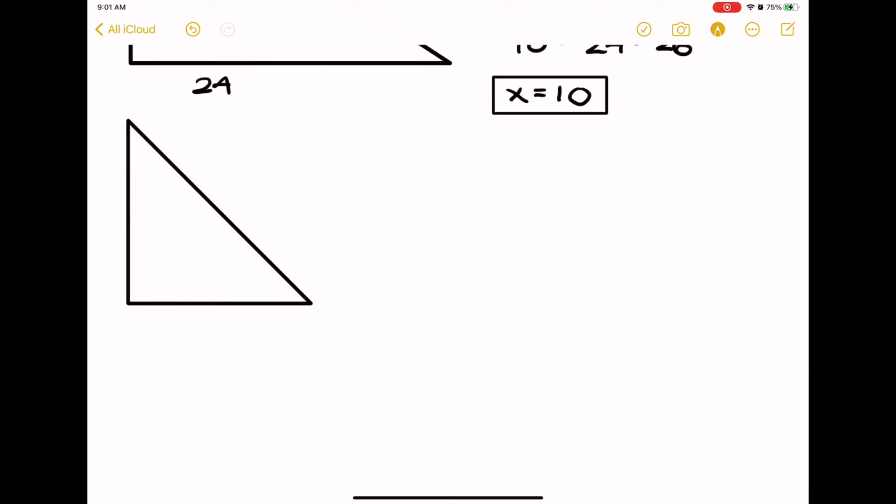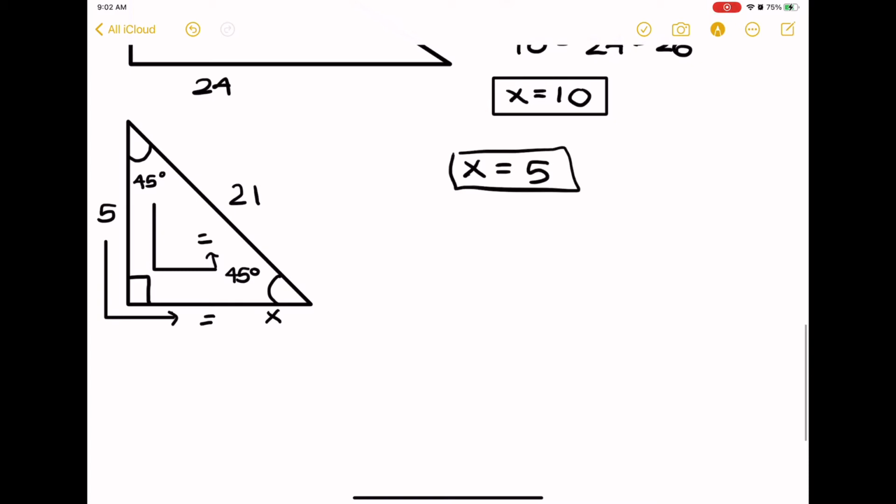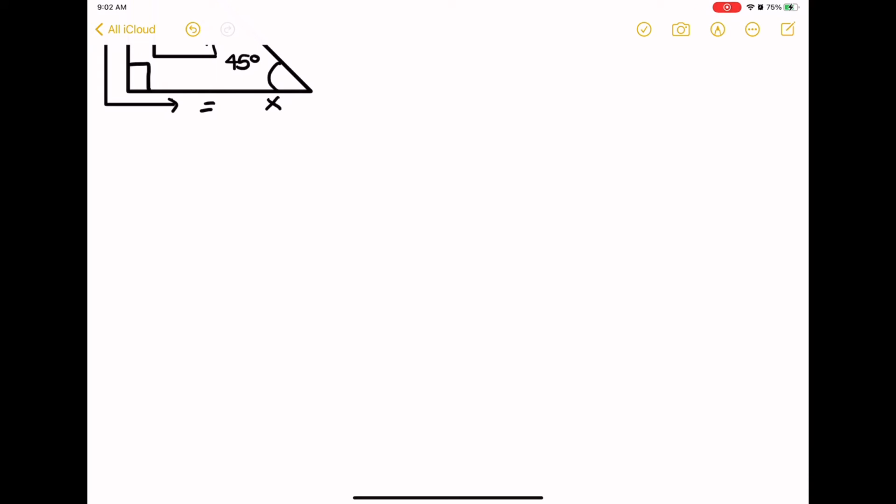Now let's get on to something else. Let's say we have this triangle right here, and this angle here and this angle here are both 45 degrees, and then there's a right angle. And let's say one of the sides is 5 and the other one is x. Well, we could use the Pythagorean Theorem here, but we know that because the two angles are equal, the two sides will be equal. So this means the x side will be 5.